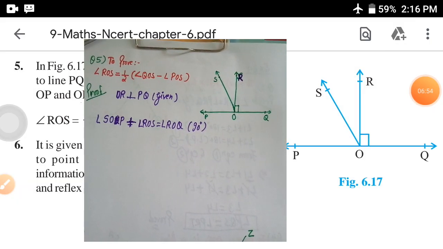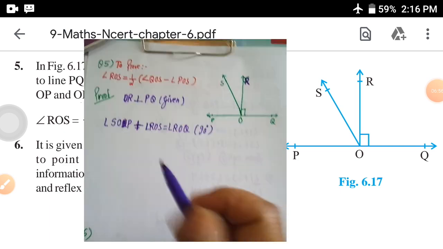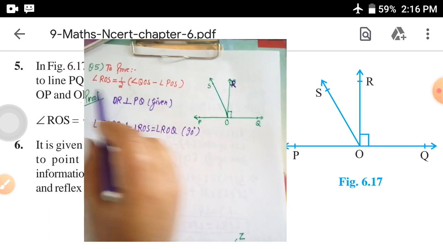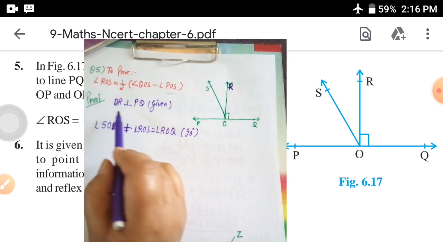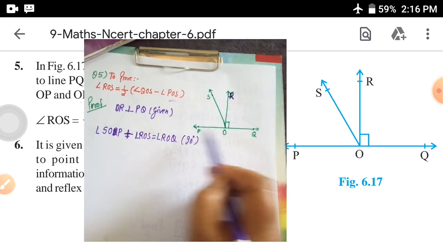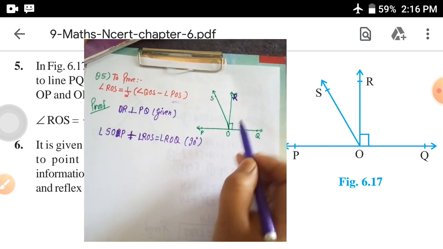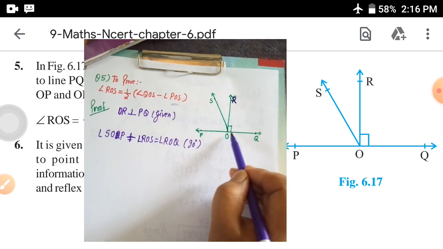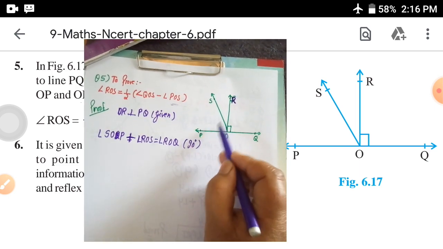You can see that I have made the figure for you. In this question, this is the perpendicular line, and this is what we have to prove, and we are given only one thing: OR is perpendicular to PQ. All right. So you can see that ROQ is 90 degrees. Therefore this side will also be 90 degrees.